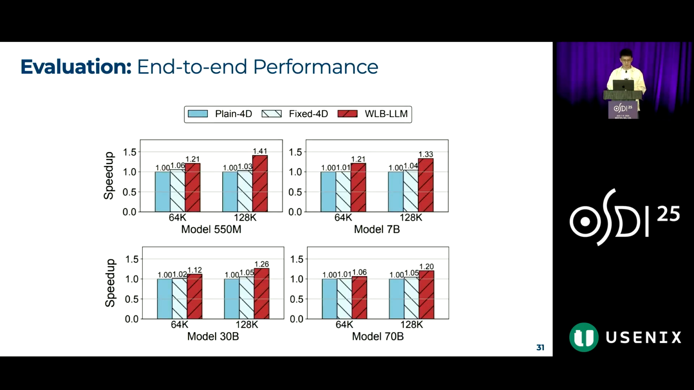First is the end-to-end performance. As we can see, if we only use the Fixed 4D optimization, it could only slightly mitigate the imbalance issue, and the improvement is less than 5% on average. While our solution consistently outperforms all baselines on all configurations, achieving a 1.2 times speedup on average.